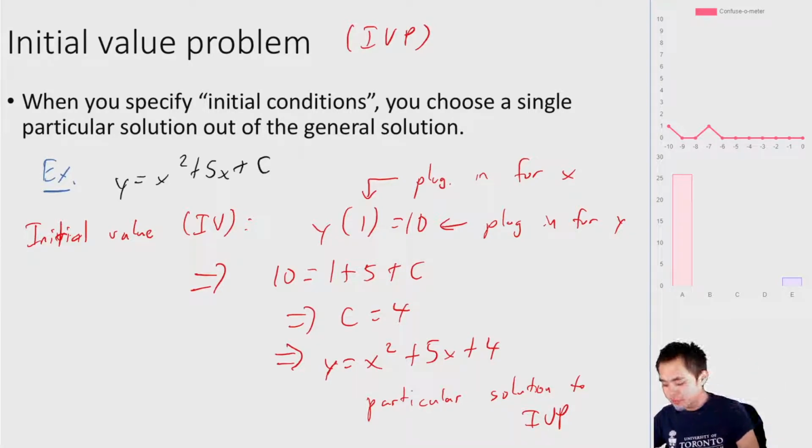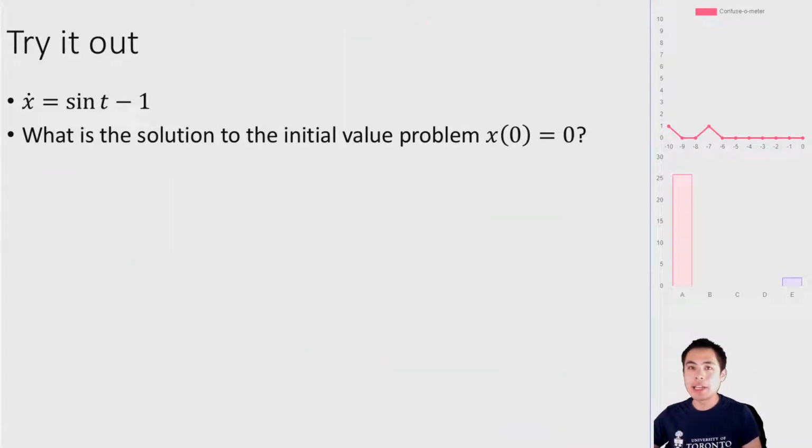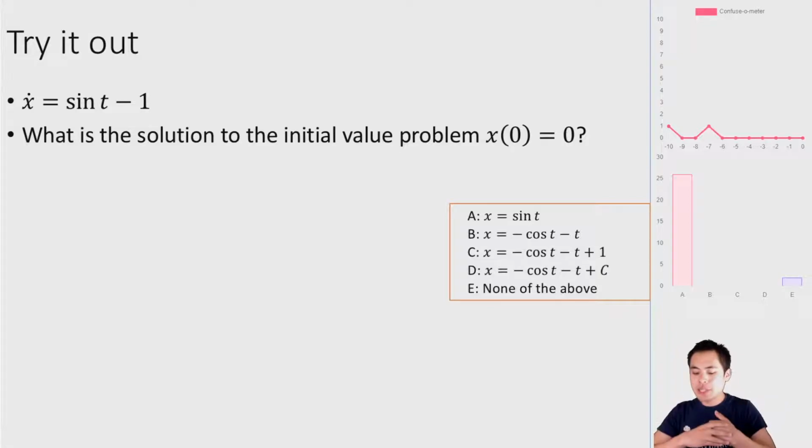Okay, so this is all pretty straightforward. Let's try it out. So what's the solution to the initial value problem x dot is equal to sine t minus 1, where x of 0 is equal to 0? And let me reset the chat.